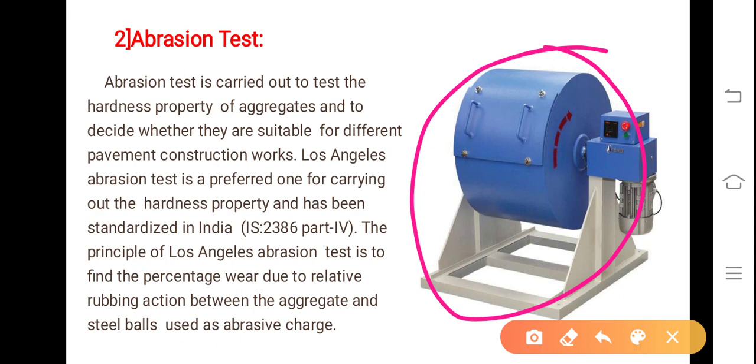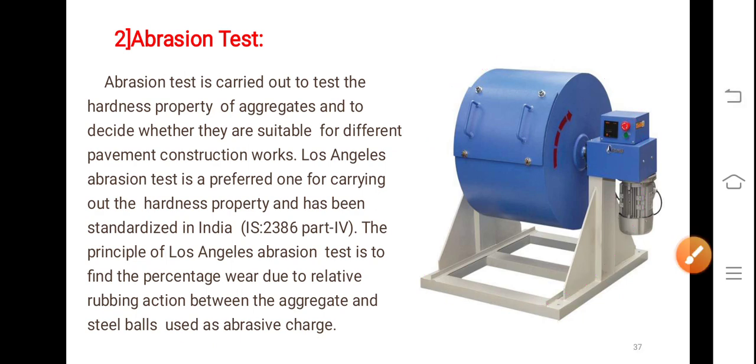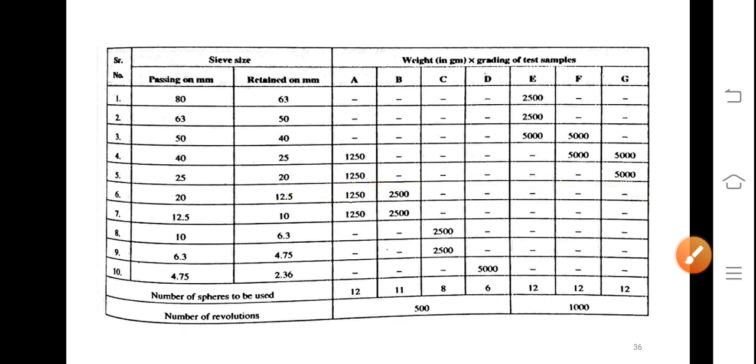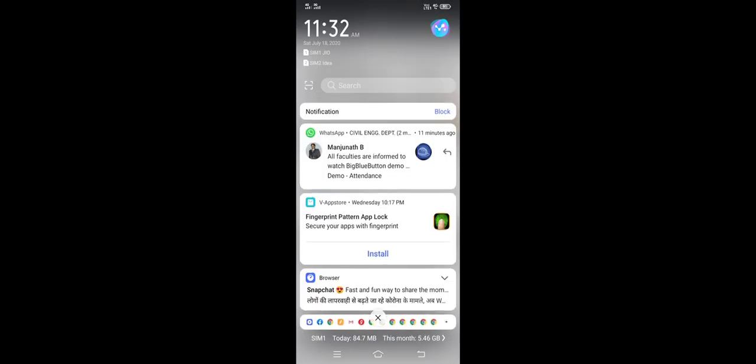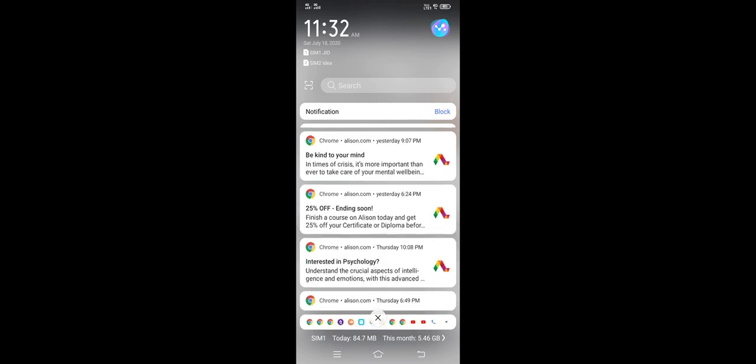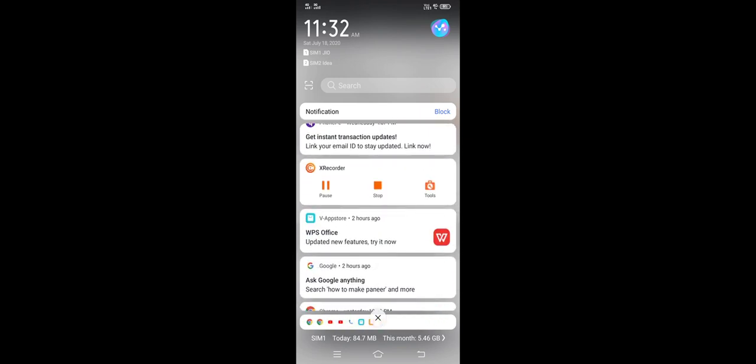So we will continue in the next class this abrasion test. It takes more time. Thank you very much. Have a nice day. Just go through all these tables, figures for dimensions, IS code numbers. So frequently if you keep on studying these, you will remember the specifications.